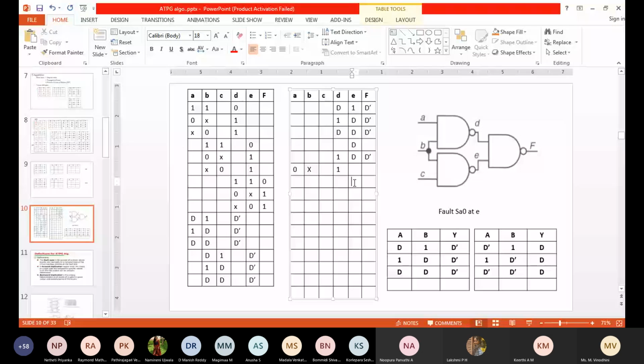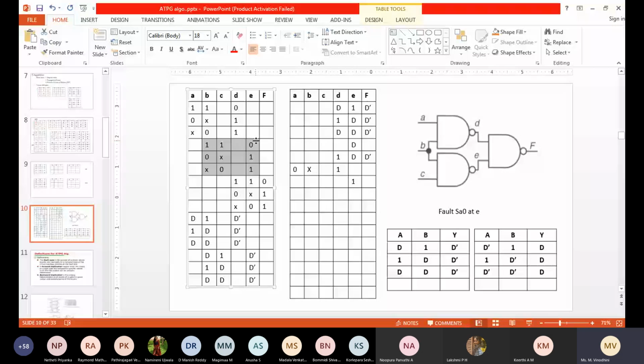Next, can I get E as 1? Now go and check. For when I can get E as 1, we need to check this table. The first one is ruled out because E is 0. The second and third are possible, 0x and x0. Already I made B as x. So the second one or the third one will match. I need to consider B and C as x0 or 0x. Which should I consider? x0. As per this 0x, I need to consider x and 0 here.